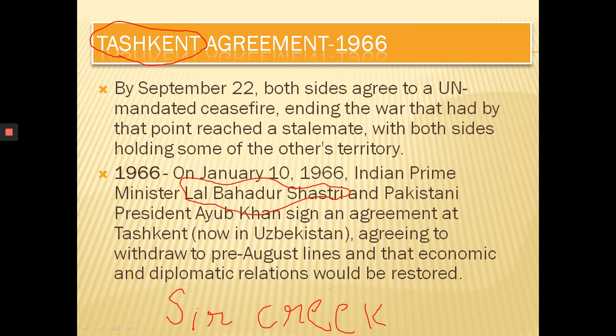They feel, when this Sir Creek agreement, I think 1914, was signed under British India, that the treaty says Sindh and Kutch belong to Pakistan. So that's why, just like in Jammu and Kashmir, they always lay claim on this Rann of Kutch in Gujarat. That's why this war, and it ended with the Tashkent Agreement 1966 between Lal Bahadur Shastri and Pakistani President Ayub Khan.